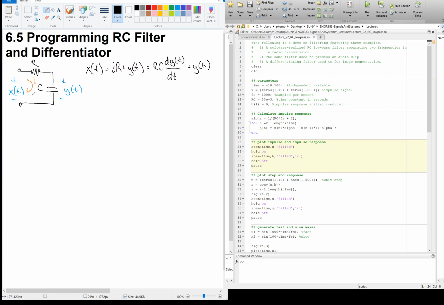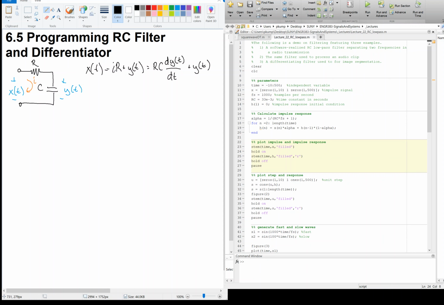Now if you perform Kirchhoff's voltage law around the loop, then you get that the source voltage x(t) equals the voltage drop across the resistor, i times R, plus the voltage drop across the capacitor, which is y. And the current through the capacitor, if you remember from circuit analysis, is C dV/dt, or in this case, C dy/dt, where the voltage across the capacitor is what matters in that equation. And that current is the same current that goes through R.